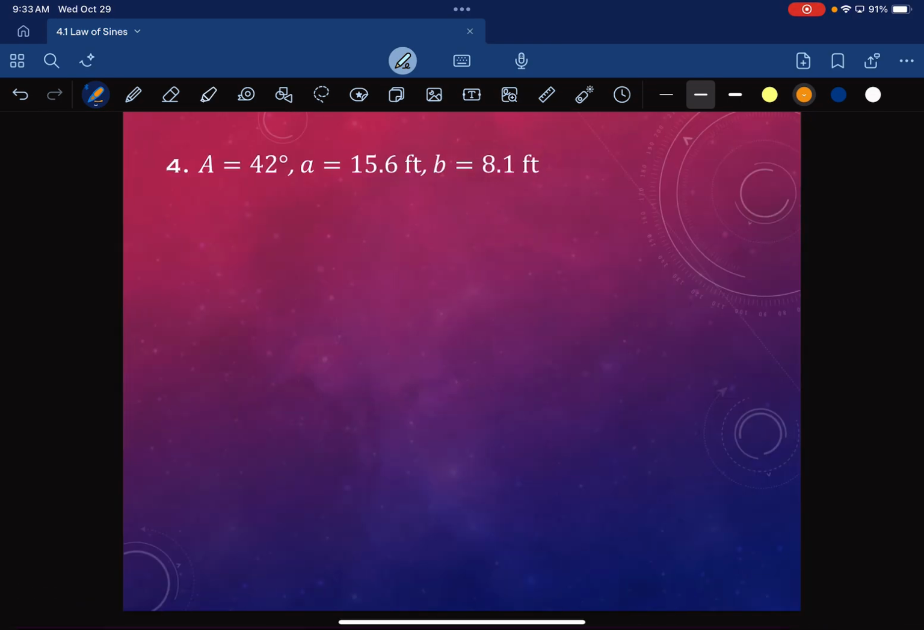Let's try another one. Okay, so all of the details are shown in the same way that the last one was. We're going to set this up with an incomplete looking triangle. Again, it tells us angle A, so I will call that angle A at the bottom. It tells us it's 42 degrees. It tells us the side A, opposite it is 15.6. And then the other side that they give us, which happens to also be B, is 8.1. This is the setup. They're always going to set up like this. So our equation sets up just like it did last time. Somebody tell me what my equation is going to look like.